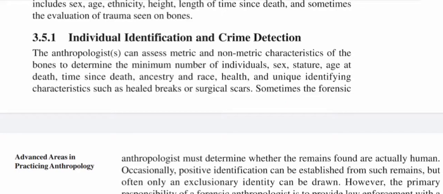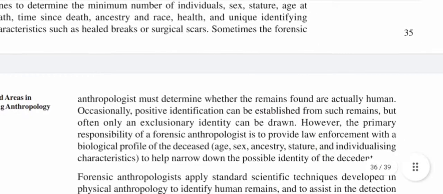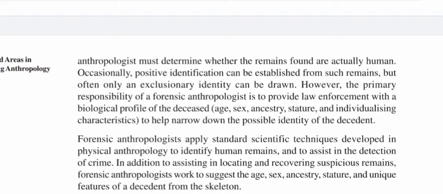Individual identification and crime detection. The anthropologist can assess metric and non-metric characteristics of the bones to determine the minimum number of individuals, sex, stature, age at death, time since death, ancestry and race, health, and unique identifying characteristics such as healed breaks or surgical scars. Sometimes the forensic anthropologist must determine whether the remains found are actually human. Occasionally, positive identification can be established from such remains, but often only an exclusionary identity can be drawn.